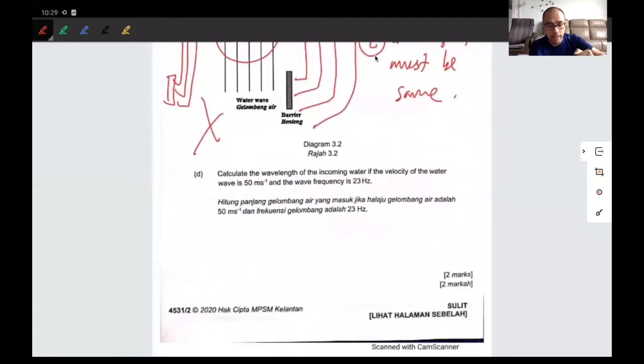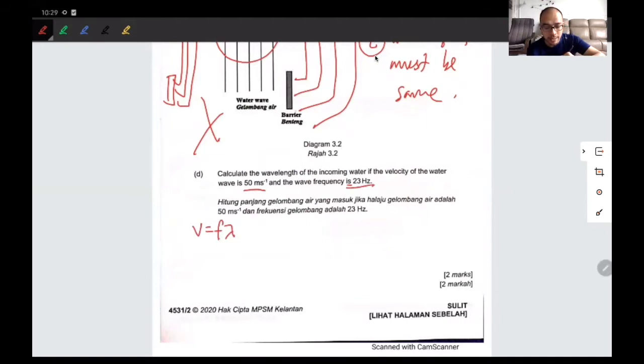Calculate the wavelength of the incoming water if the velocity is 50 and the wave frequency is 23. This is basically a bonus question. V equals F lambda is the only formula, unless you're talking about interference. Interference is a different story, where they will combine both formulas.